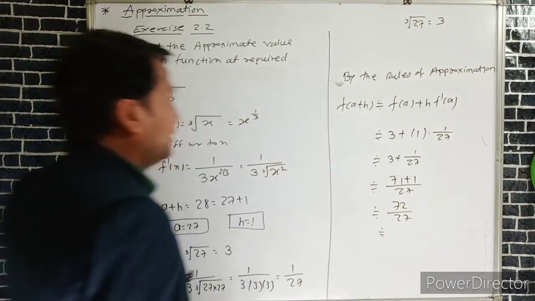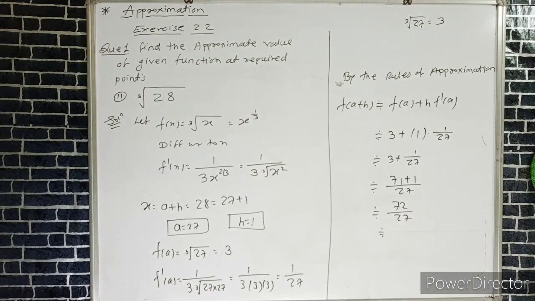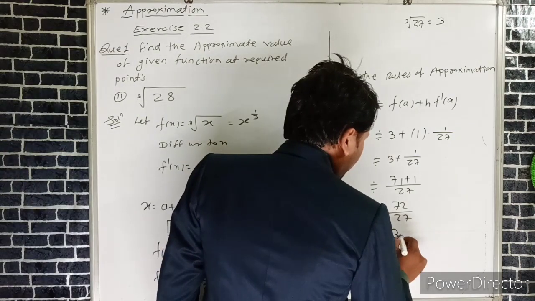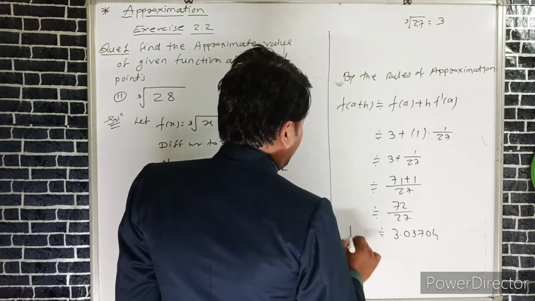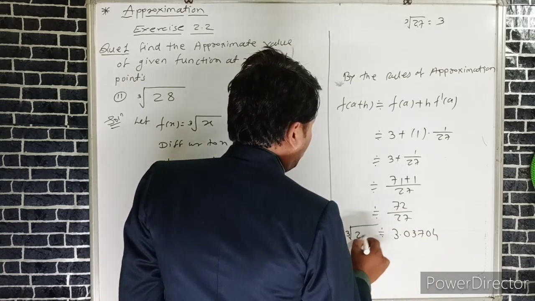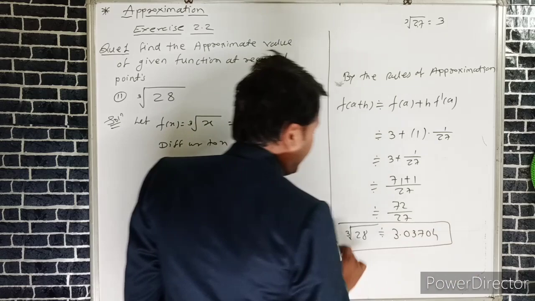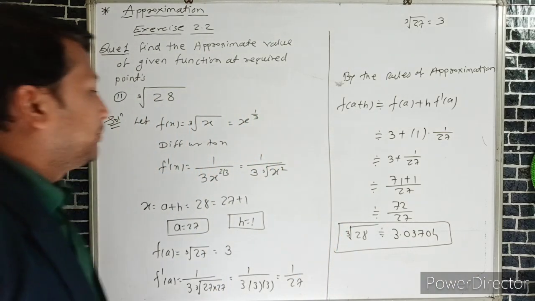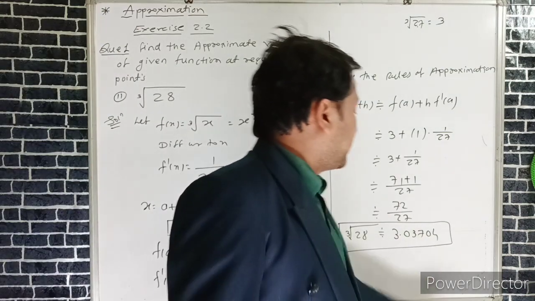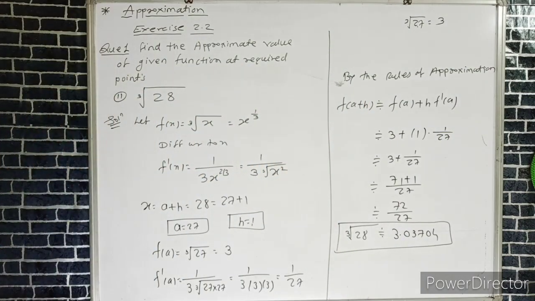If we divide 72 by 27, then finally we get 3.03704, which is the required value of the cube root of 28. It is an approximate value, which is the cube root of 28 is 3.03704.